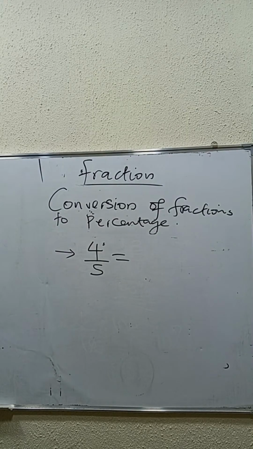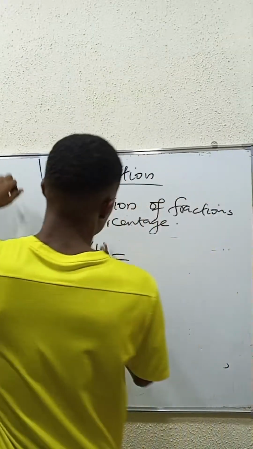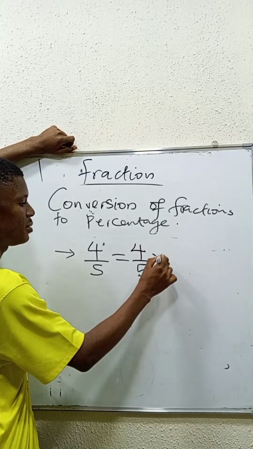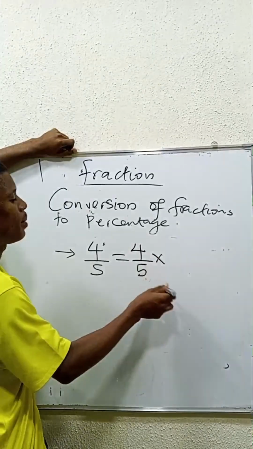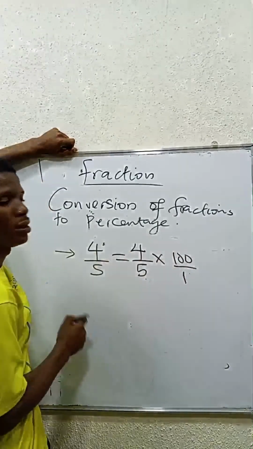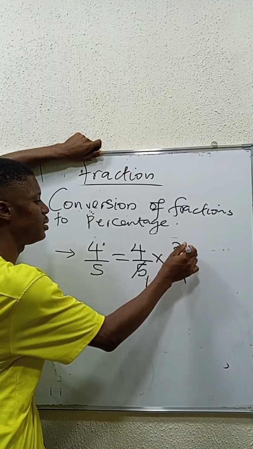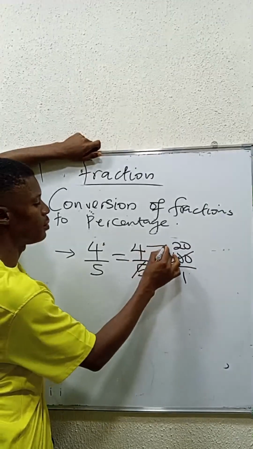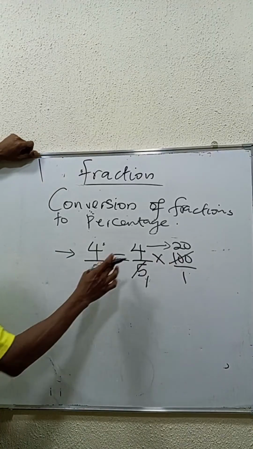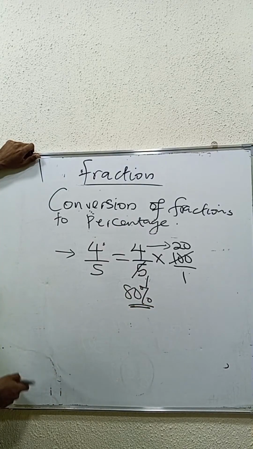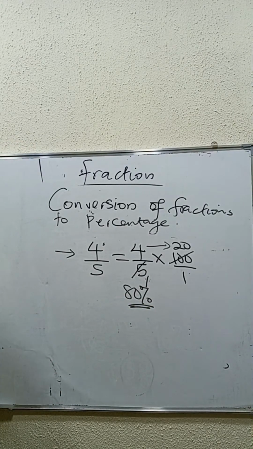4 over 5 to percentage. Who can do that? 80%. Correct. You are right. 4 over 5 to percent is very simple. You have 4 over 5 times, what do we multiply? We multiply by 100 over 1. At this point, 5 divides into 100 to give 20. What is left? You just have to multiply the two top numbers together. 4 times 20 is 80. You have it as 80%. So 80% is the answer.